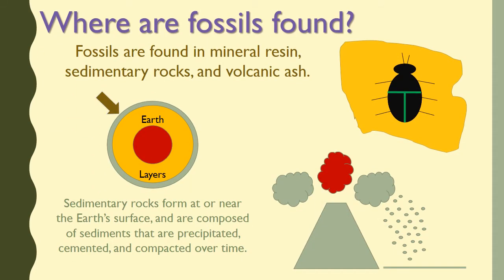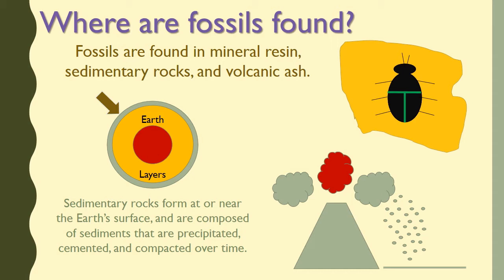Next, where are fossils found? They are primarily found in sedimentary rocks such as limestone or siltstone. These rock layers can be composed of sediments, or more specifically, minerals, rocks, fossils, or shells. These sedimentary rocks form at or near the surface of the earth, and they are precipitated, cemented, and compacted over time. Some sedimentary rocks are associated with wind, while others are associated with water.